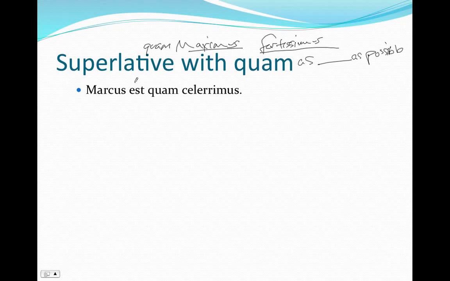So if we look at a couple of examples, Marcus est quam celerimus. Marcus is as fast as possible. He is as swift as possible. Quam celerimus. He's not just the swiftest, but he's as swift as possibly can be. Or volo equum quam fortissimum. So here's our quam with our superlative. I want a horse as strong as possible. I want the strongest horse possible.